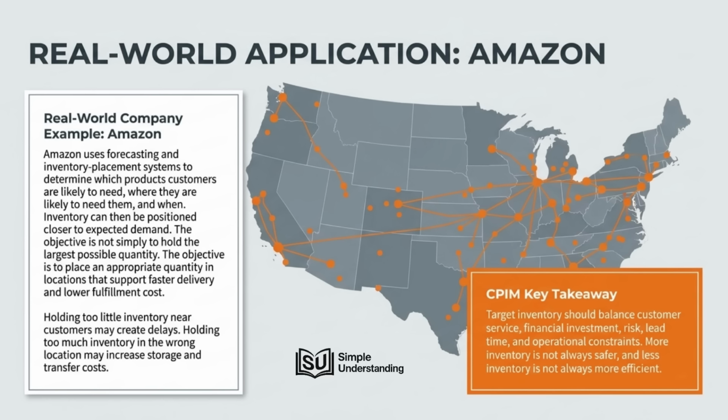Holding too little inventory near customers may create delays. Holding too much inventory in the wrong location may increase storage and transfer costs. CPIM Key Takeaway: target inventory should balance customer service, financial investment, risk, lead time, and operational constraints. More inventory is not always safer, and less inventory is not always more efficient.